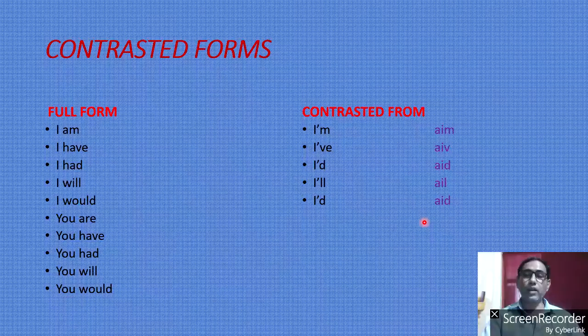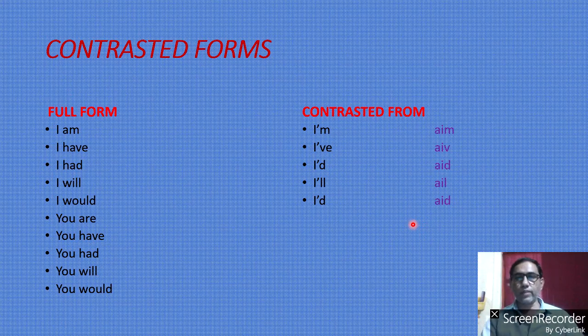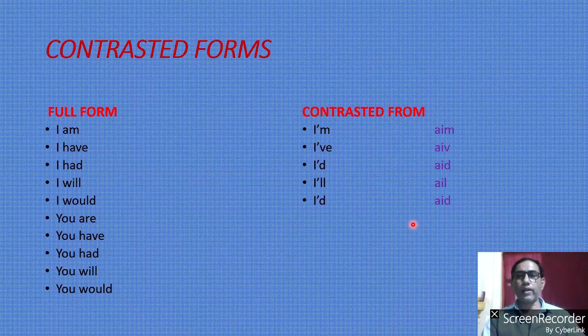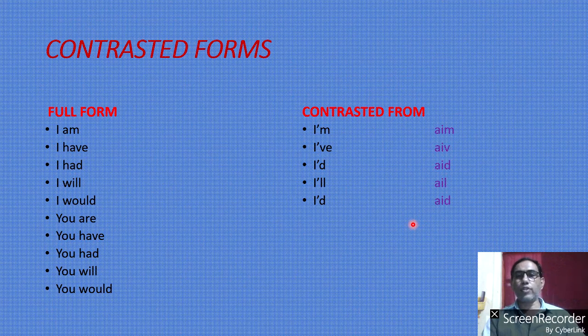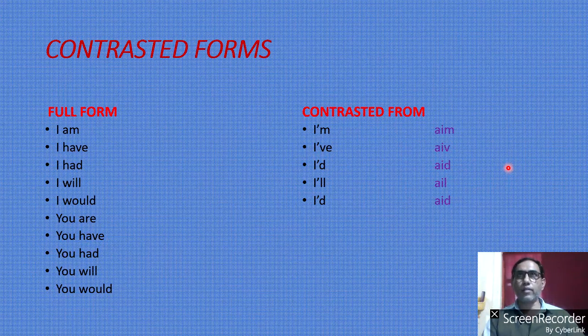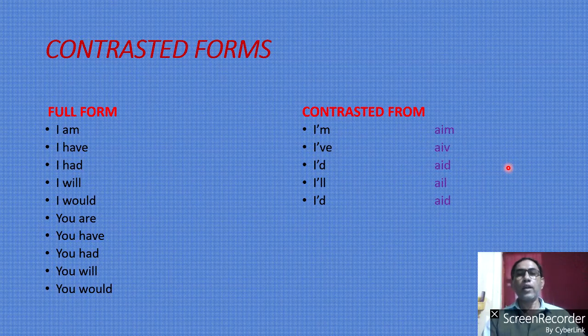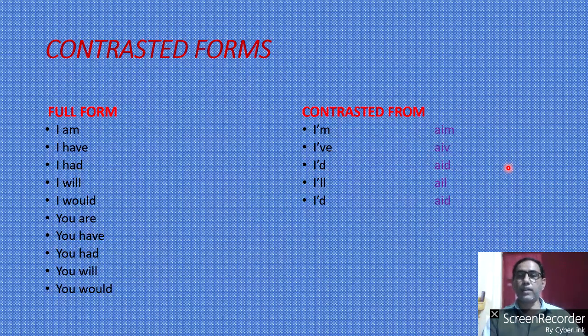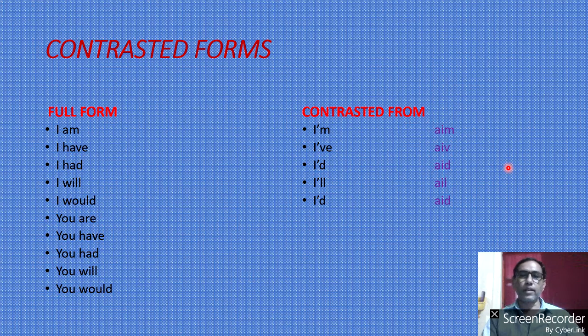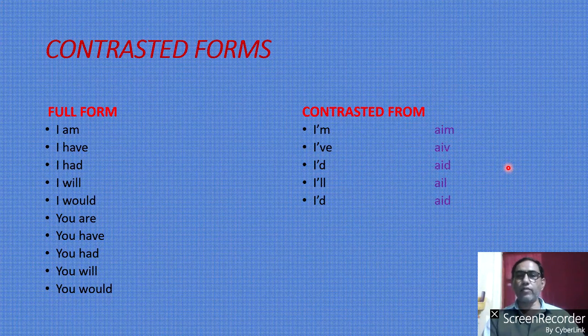But how would you differentiate between these two? According to the context, you can find the difference. You can differentiate between I had and I would. That is typical, somewhat difficult areas in the English language. While pronouncing in isolation, you don't understand whether it is I would or I had. But in context, definitely you can identify whether it is I would or I had.